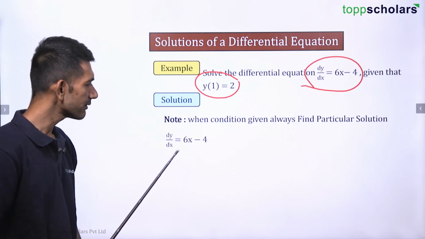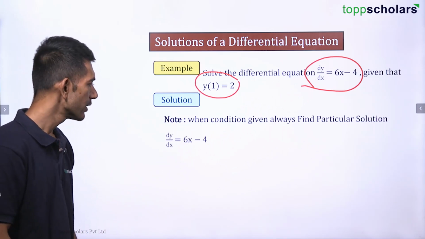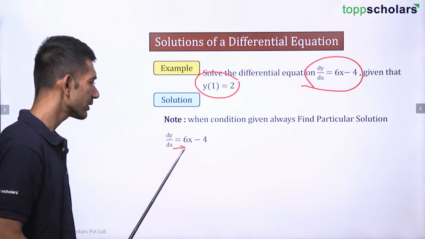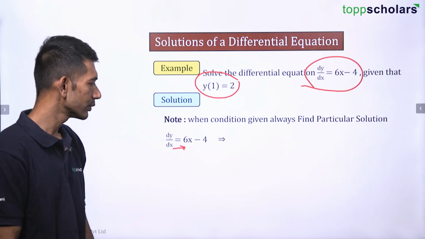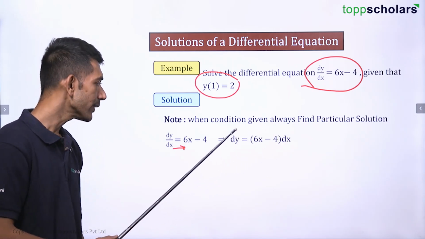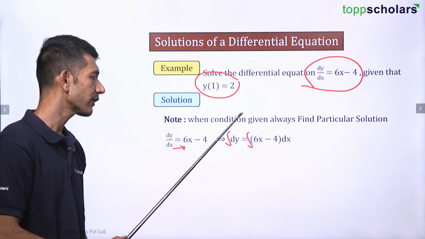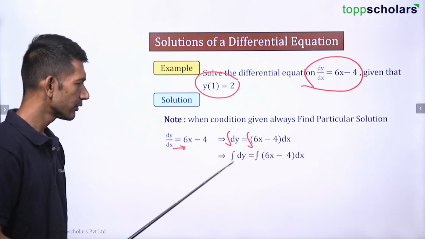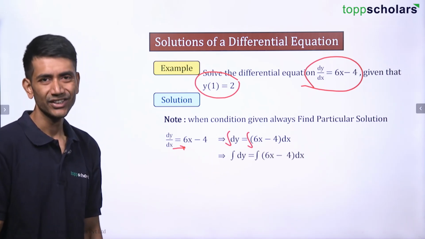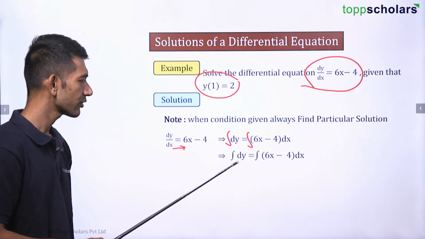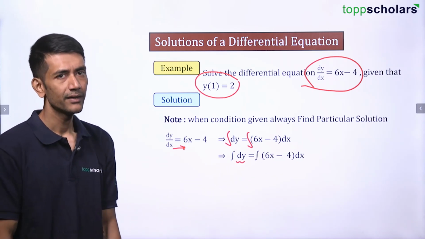Dy by dx is 6x minus 4, right? So since dy by dx is 6x minus 4, you can take dx to the other side. You get dy is equal to 6x minus 4 dx. Now you integrate on both the sides because we have to find out the general solution first. So let us integrate. Integration of dy is equal to integration of 6x minus 4. Now you know how to solve this further. Integration of dy is integration of 1 dy, that is y.